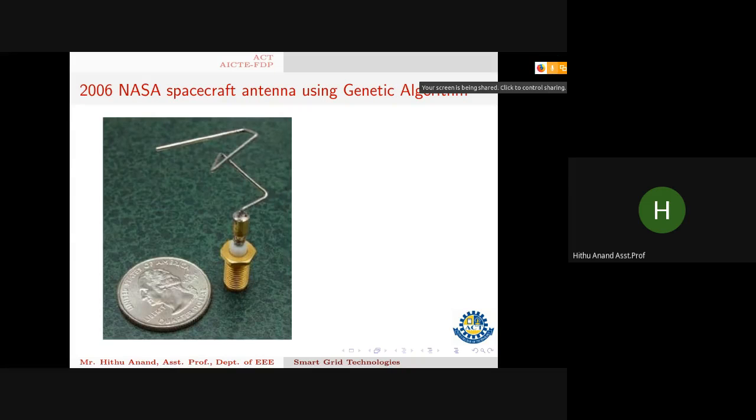This is one of the examples. In 2006, NASA solved the problem of antenna design. Finally, a genetic algorithm gave them a solution for an antenna that looks like this. I don't think any mathematical approach can give such a solution. Using this solution, the antenna was supposed to give them the features they demanded, like, I believe, high gain. Those things are possible using such genetic algorithms.